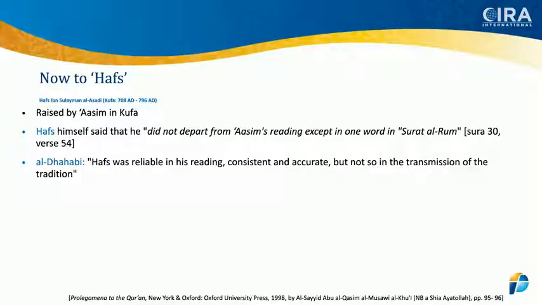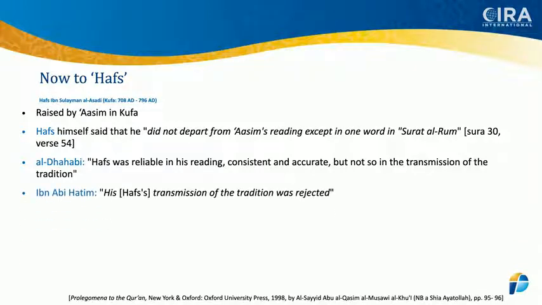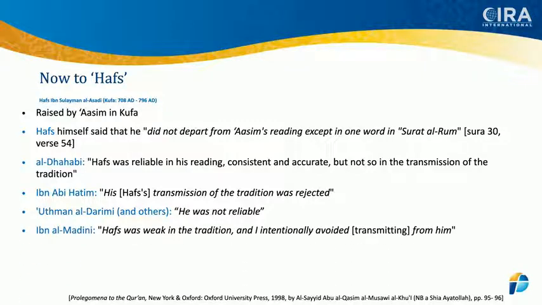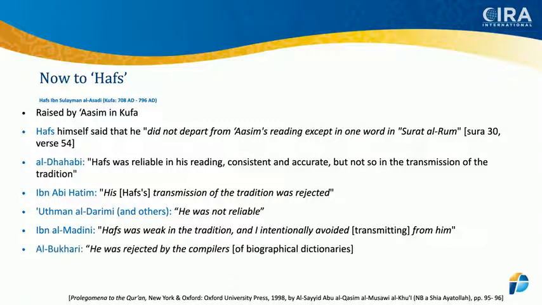Well, we have Al-Dahabi, who says this: Hafs was reliable in his reading, consistent and accurate, but not so in the transmission of his tradition. That's not too good. Who's this guy? Ibn Abi Hatim: Hafs' transmission of the tradition was rejected. Why? Uthman Darimi: because he was not reliable. And not just him, others said much the same thing. So you're starting to see that there is a recurring thread here. Ibn al-Madini: Hafs was weak in the tradition, and I intentionally avoided transmitting from him.